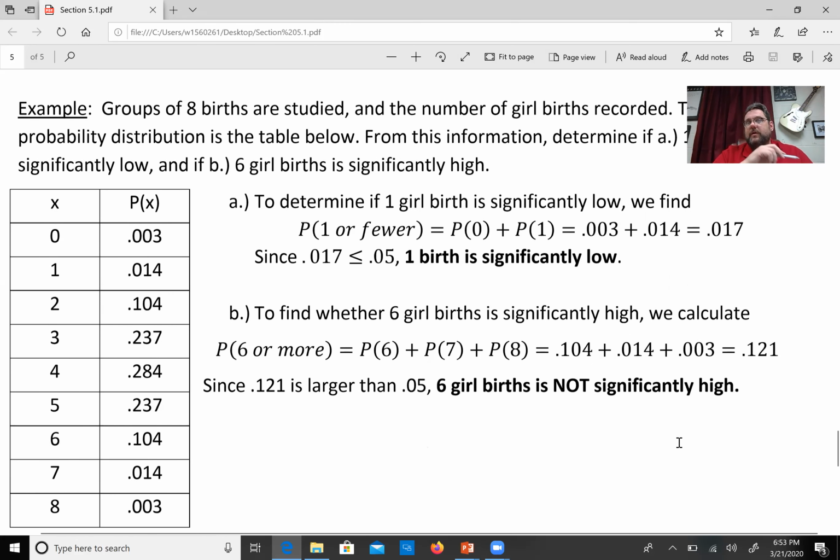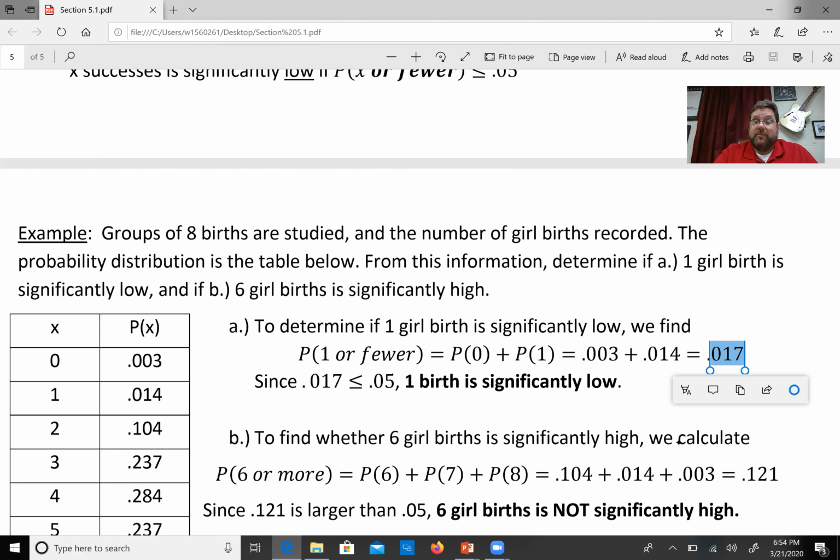Anyway, down here on the bottom, probability of 1 or fewer, that's going to be the probability of 0 plus the probability of 1. Now, how do I find those? Well, I'm just looking over in the table. The probability of 0 is 0.03. The probability of 1 is 0.14. And when I add those together, I get 0.17. Sorry, 0.017. That is less than 0.05. Therefore, yes, the probability of 1 girl birth is significantly low. Since this probability is less than 0.05, it's significantly low.